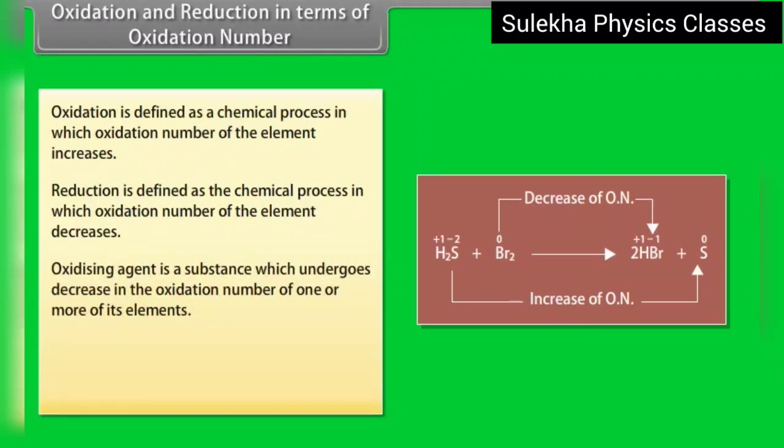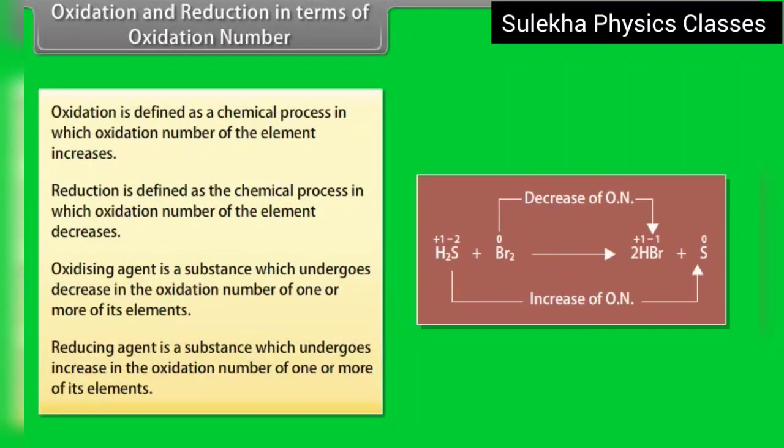Oxidizing agent is a substance which undergoes decrease in the oxidation number of one or more of its elements. Reducing agent is a substance which undergoes increase in the oxidation number of one or more of its elements. In this example, H2S is a reducing agent while Br2 is oxidizing agent.